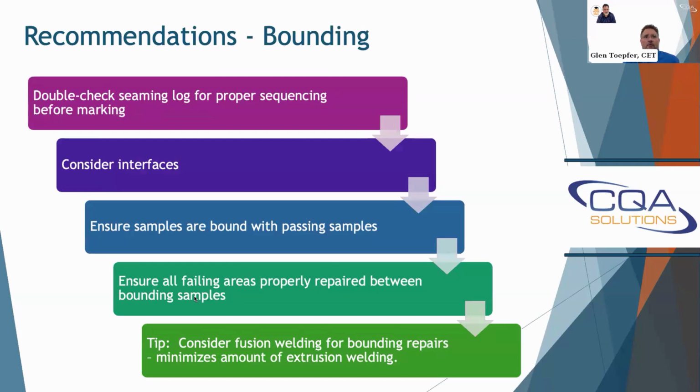Bounding, again, make sure you have proper sequencing. Check your seaming log. I have put them on the wrong seam on occasion, and we just have to deal with it, maybe reduce spacing on the next one or something. I don't like it to happen, but sometimes things like that happen. Consider your interfaces. Ensure samples are bound with passing samples. Again, the repairs of the area.